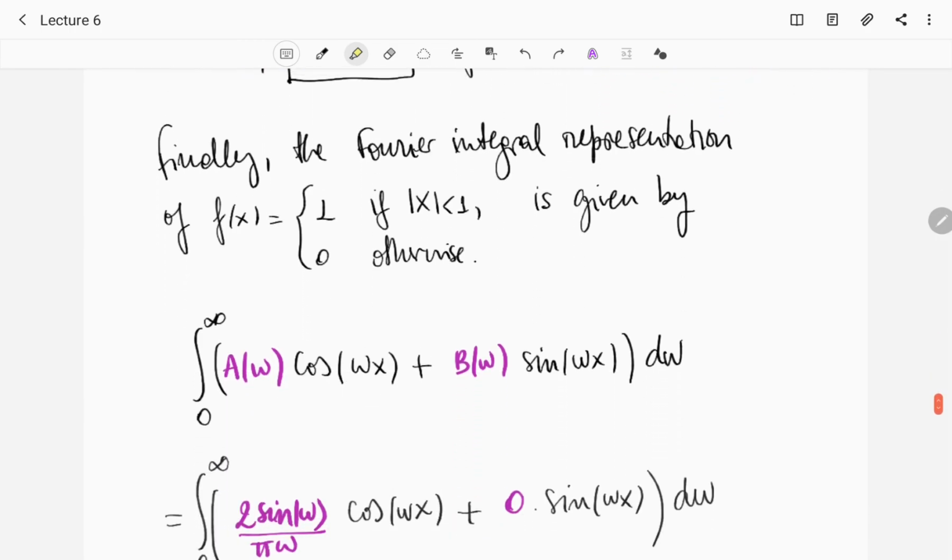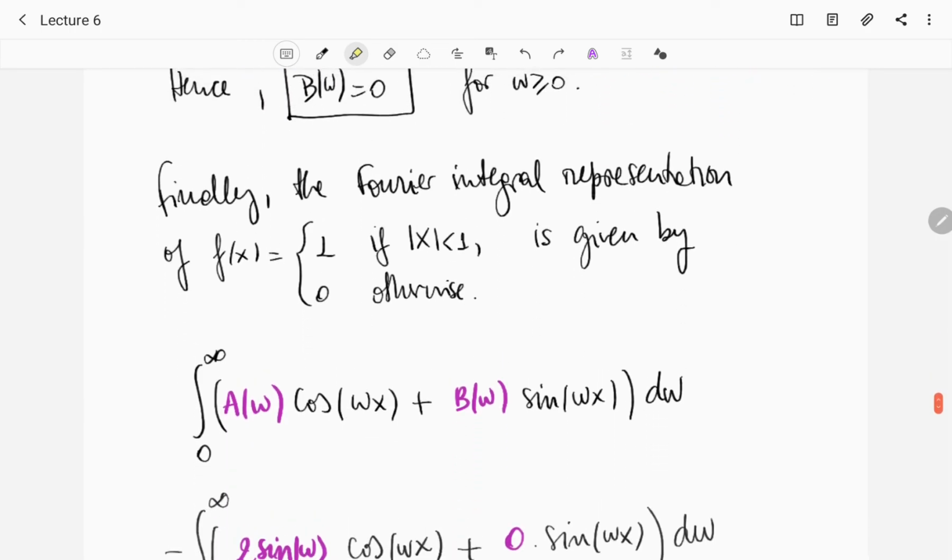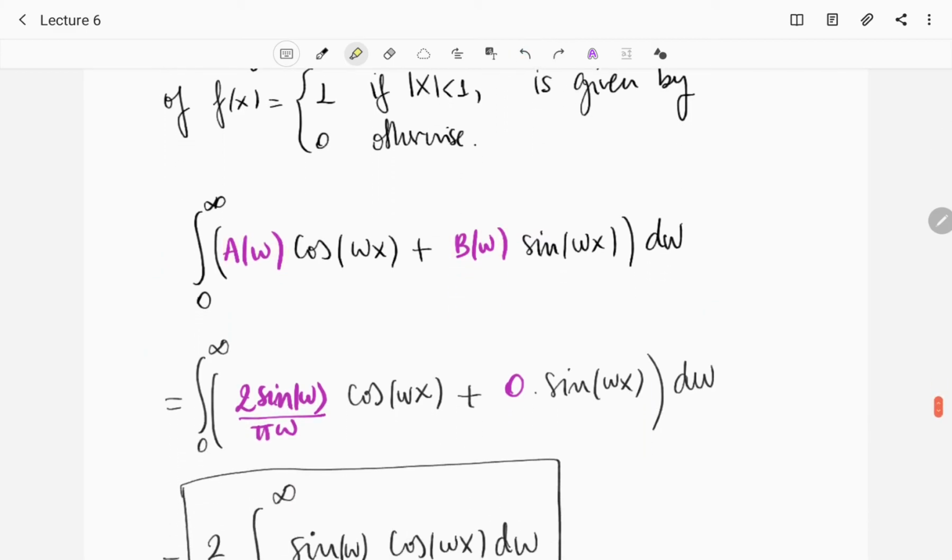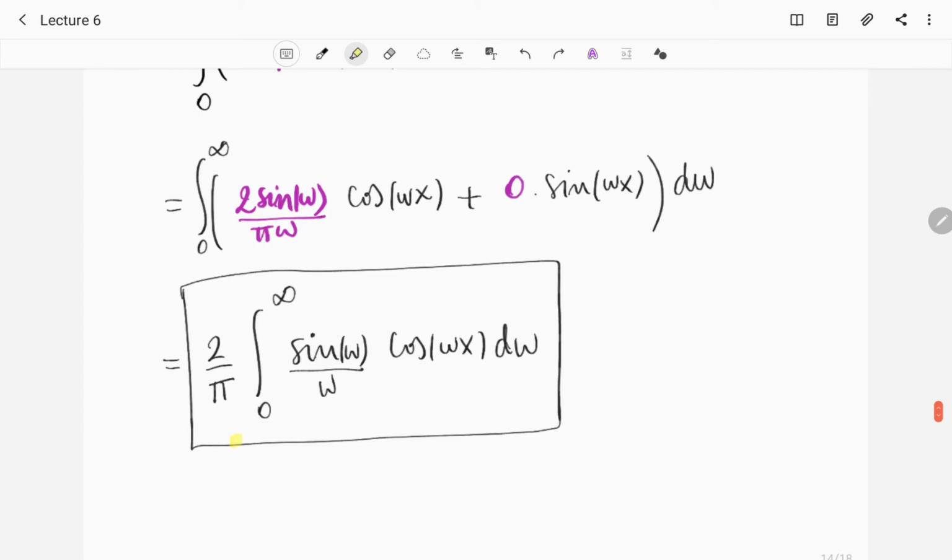Okay, now, finally, the Fourier integral representation of our function f of x, 1 in minus 1, 1, and 0 otherwise, is given by this general Fourier representation, where we already computed this a and this b. So we found that b is 0 and a is this guy, 2 sine of omega over pi omega. So finally we get this expression. Okay.